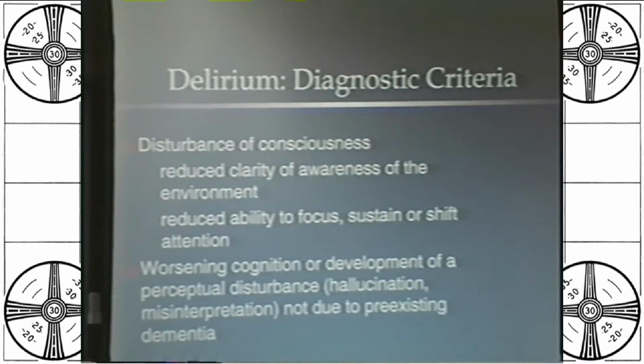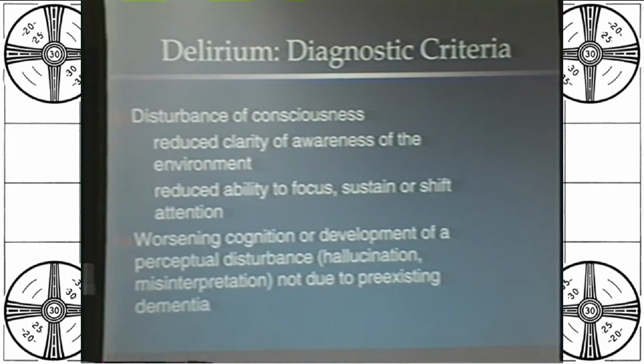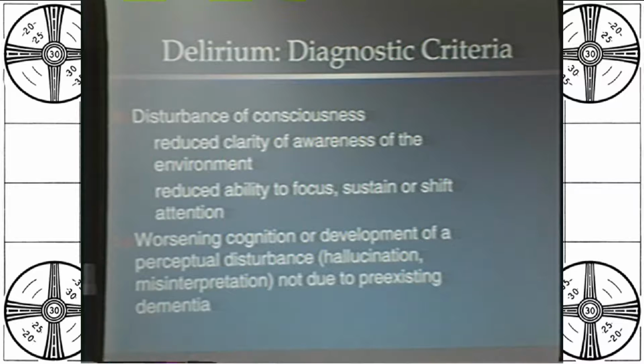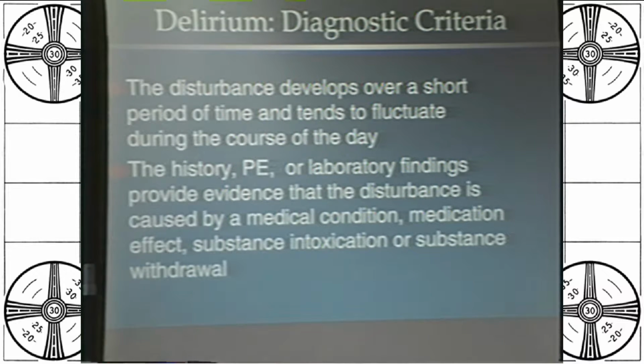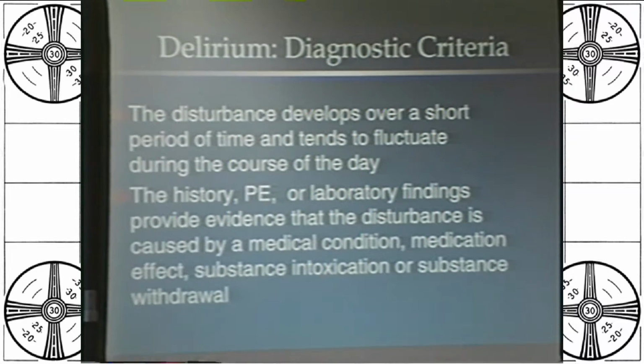There are diagnostic criteria for delirium, and they're listed on the handout. These are from DSM IV, and basically it requires that there be a disturbance of consciousness, which involves a reduced clarity of awareness of the environment, a reduced ability to sustain, focus, or shift attention. There needs to be some worsening of the person's cognitive function or the development of some kind of perceptual disturbance, such as hallucinations, delusions, misperceptions of things in the environment that are not due simply to a dementia that was already there. And then the disturbance needs to have developed over a relatively short period of time.